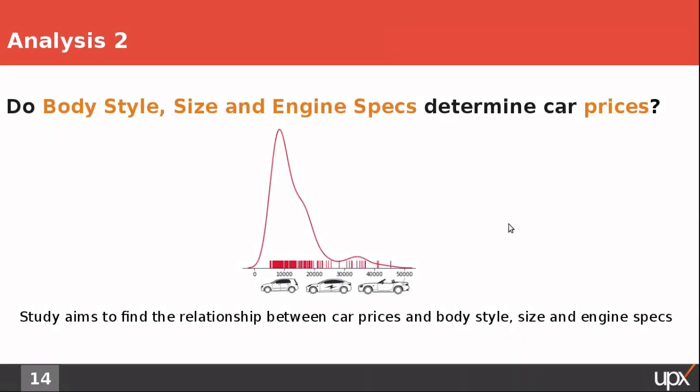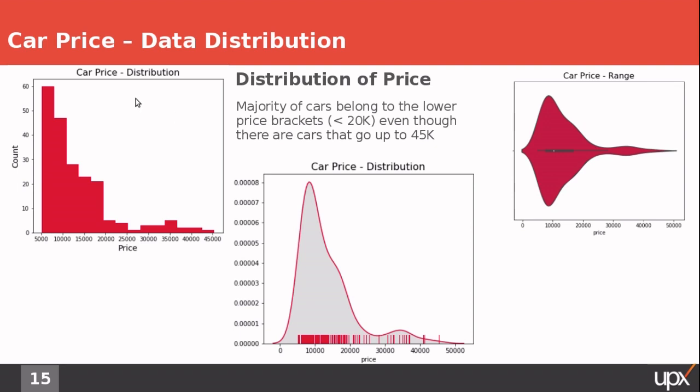Let's move on to the second analysis now. Do body style, size, and engine specifications determine car prices? In this analysis, we try to find the relationship between car prices and the styling of the body, their size, and engine specifications. Because we are dealing with price, this slide shows the distribution of the price variable.